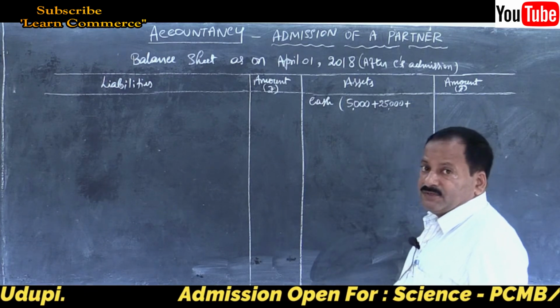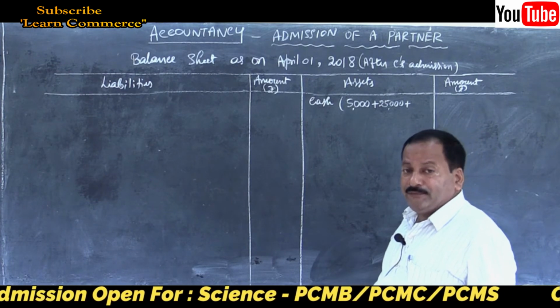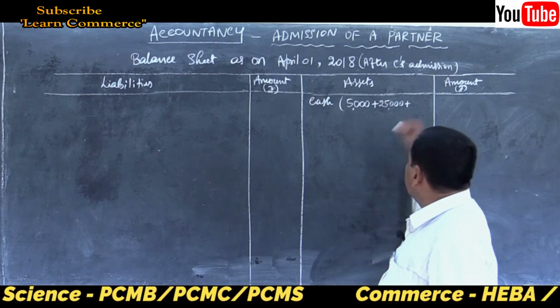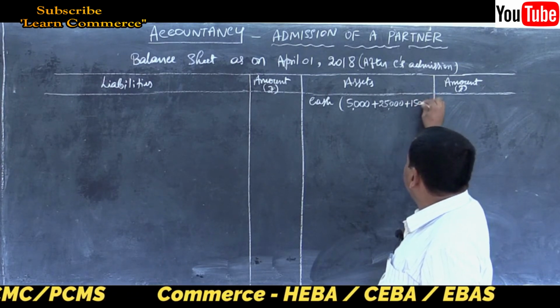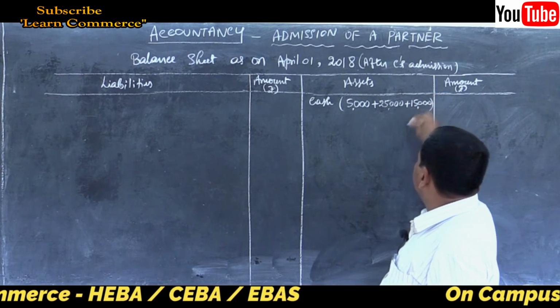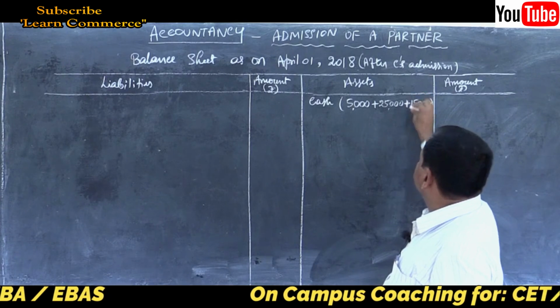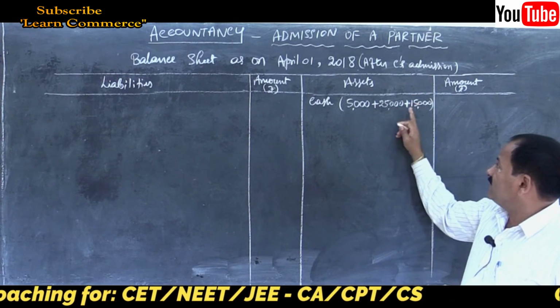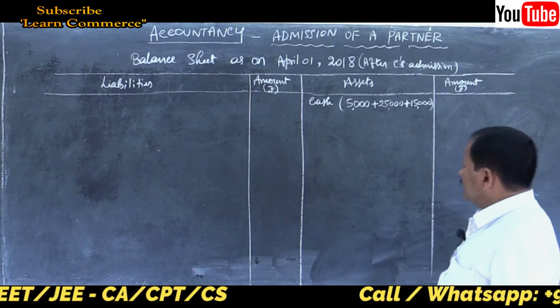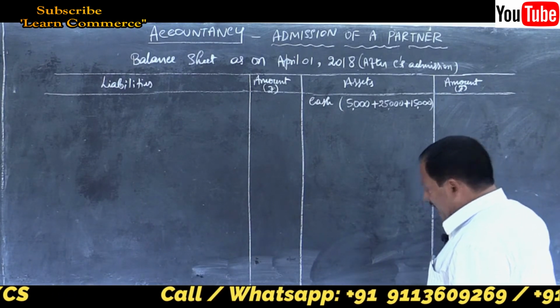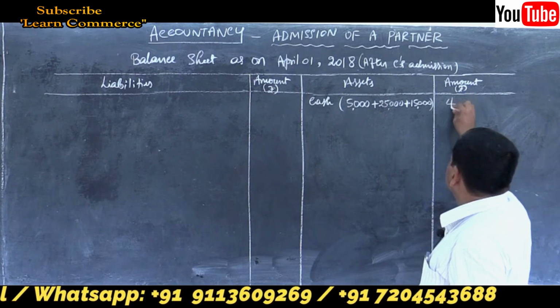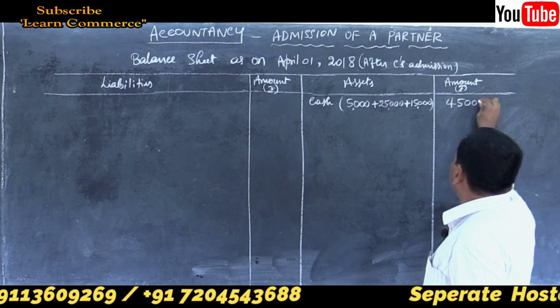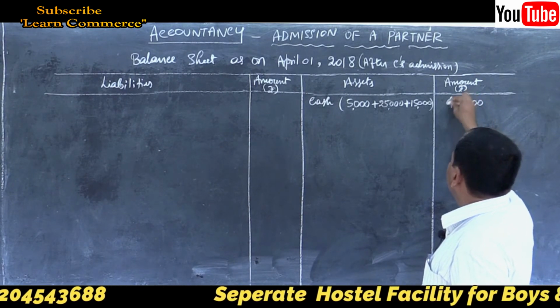New partner has brought in 15,000 towards goodwill. Add it. 15,000. That's all. No other movement of cash. So 5,000 plus 25,000 plus 15,000. So write the total. How much it will be? 45,000. This is the final balance of cash.